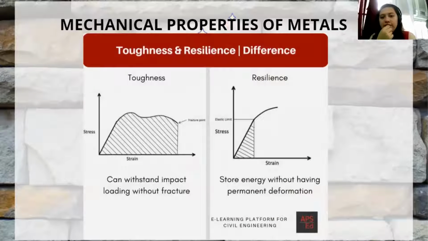The difference between toughness and resilience: as you can see, toughness can withstand impact loading without fracture, while resilience, within the elastic limit, stores energy without permanent deformation. So no deformation occurs in resilience.